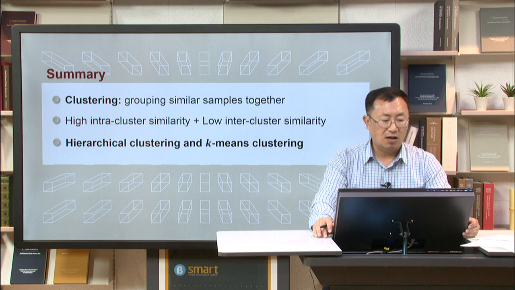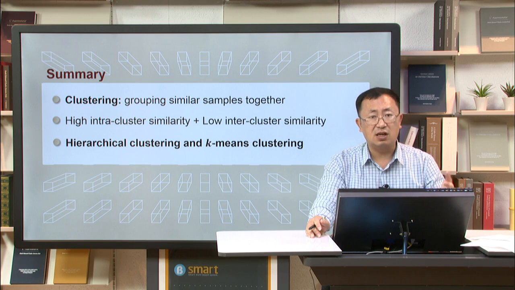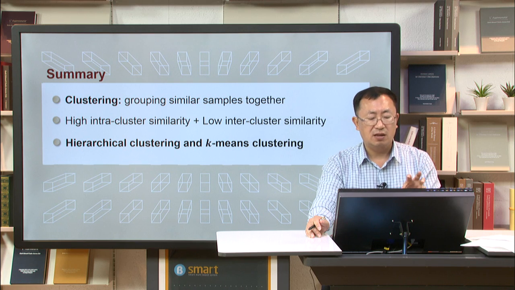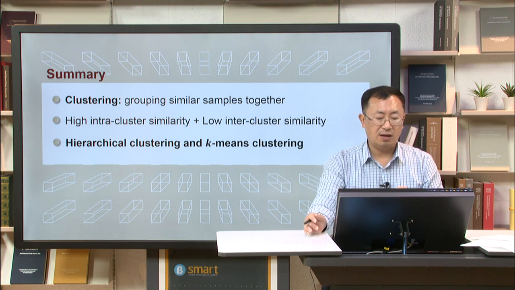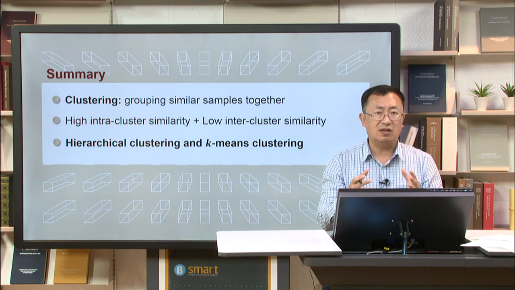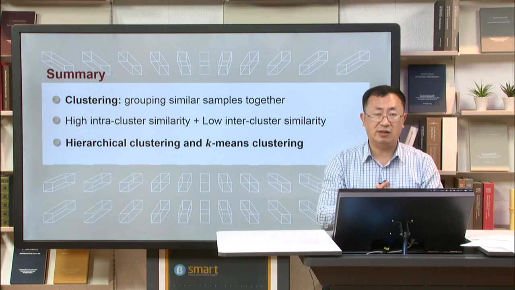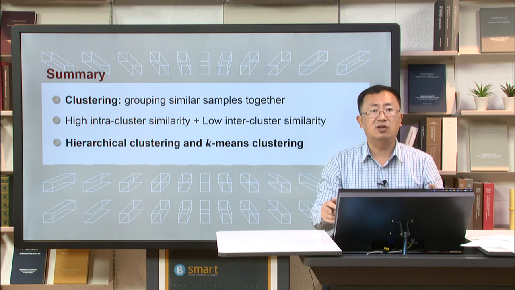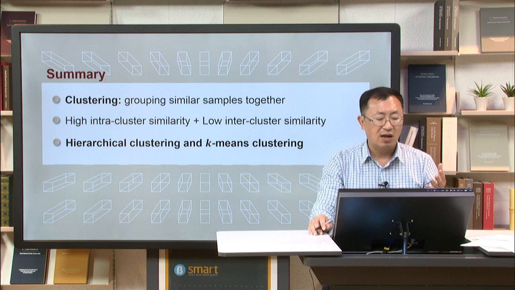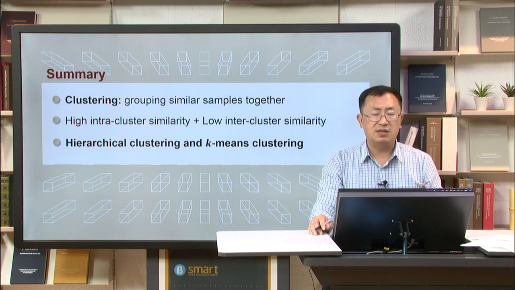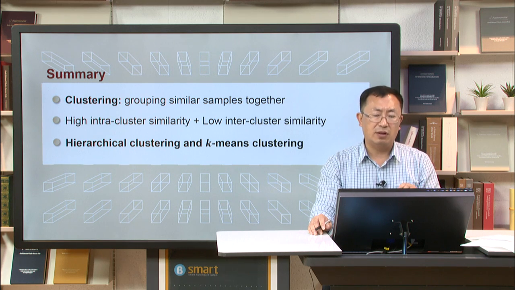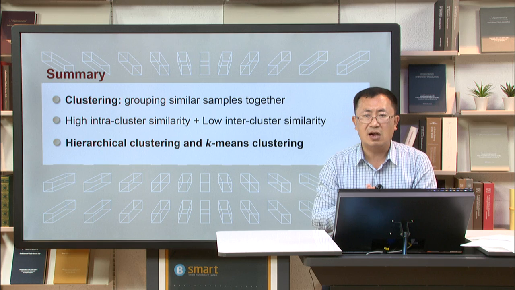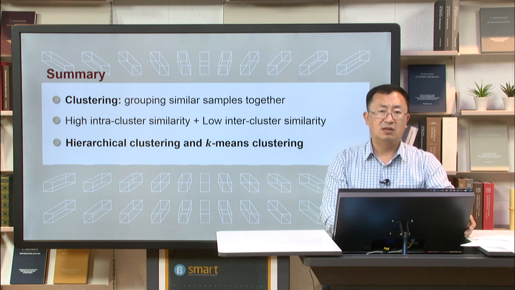All right, so this week I introduced what the clustering problem is: clustering is grouping similar samples together. Basically, we prefer clusters with high intra-cluster similarity and low inter-cluster similarity. I introduced two types of algorithms. One is the hierarchical clustering algorithm, specifically the hierarchical agglomerative algorithm, and the other is the k-means algorithm, which is one of the popular non-hierarchical clustering algorithms. All right, so that's it for today.